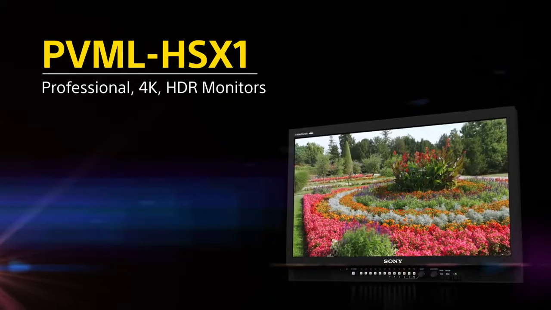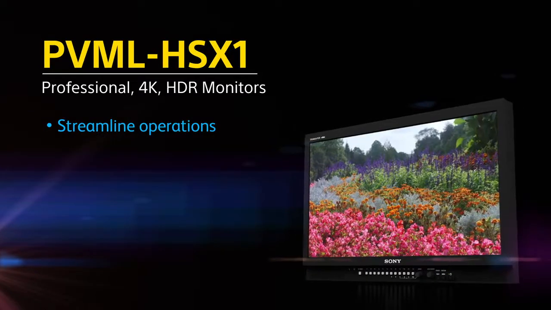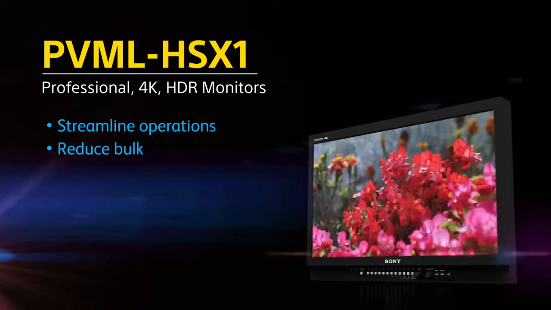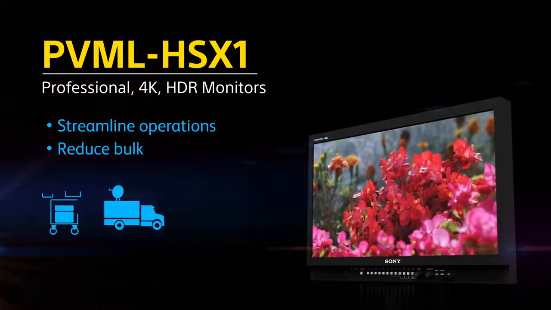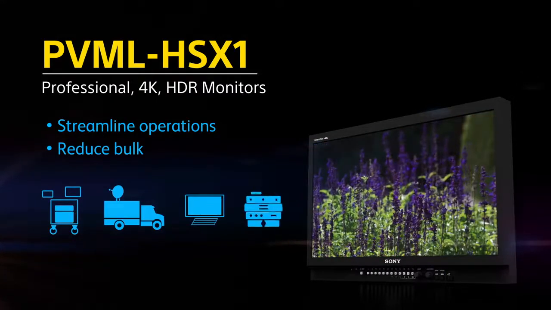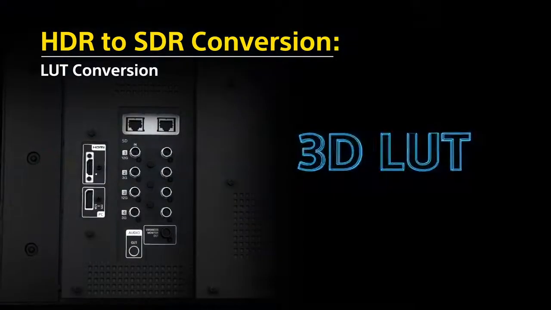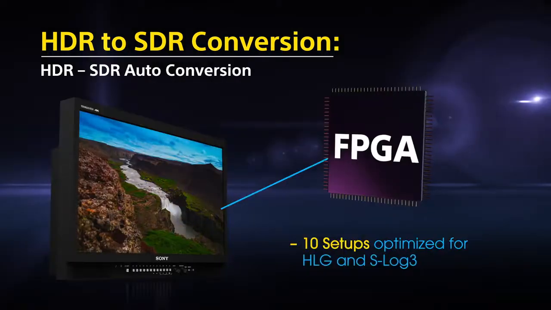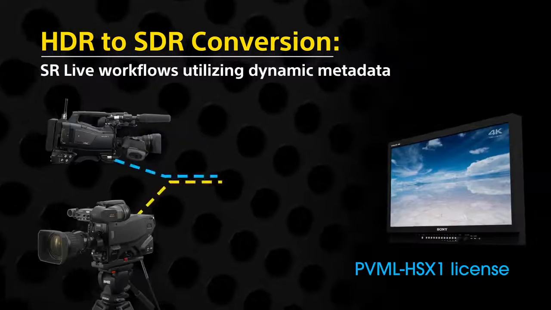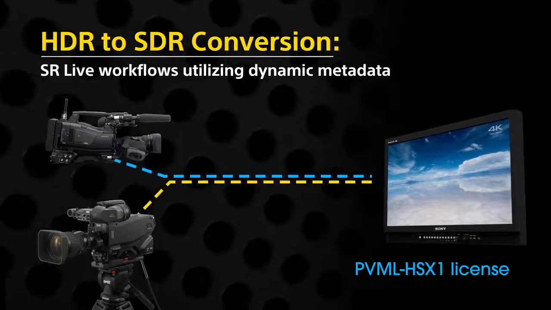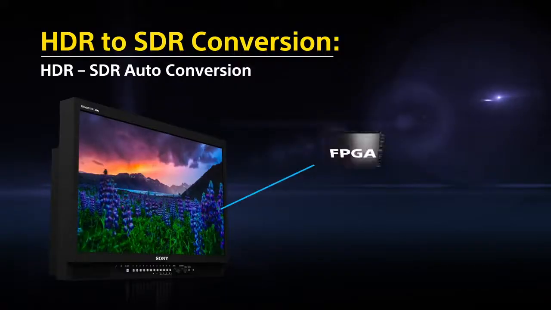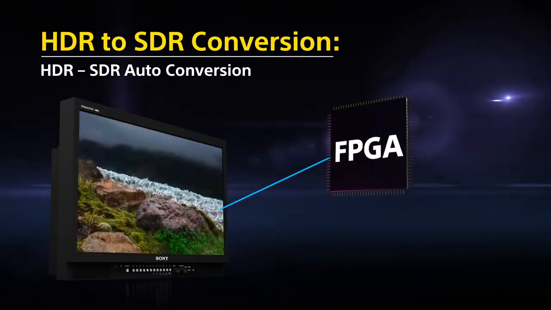In this video, we will examine an optional conversion license, the PVML-HSX1, for use with our PVM-X series of 4K HDR monitors, which implements these HDR to SDR conversion techniques. The use of this conversion license activates a unique HDR-SDR conversion engine with algorithms originally designed for our flagship broadcast converter, the HDR-4000. These algorithms are now implemented in FPGA form inside these monitors.